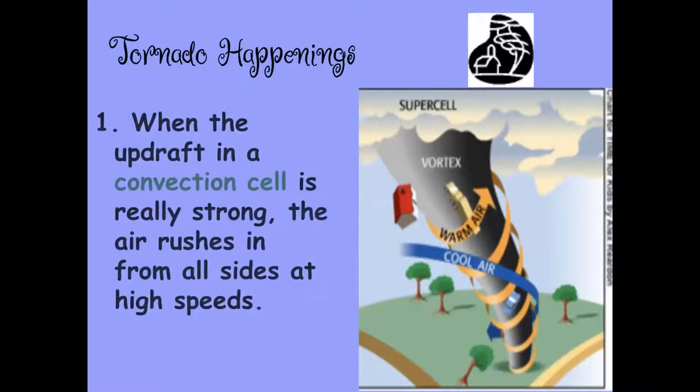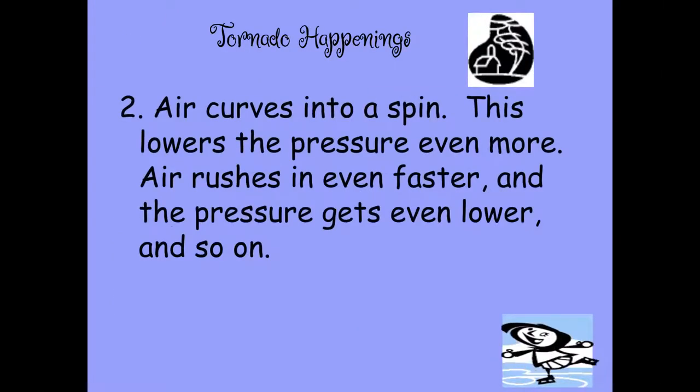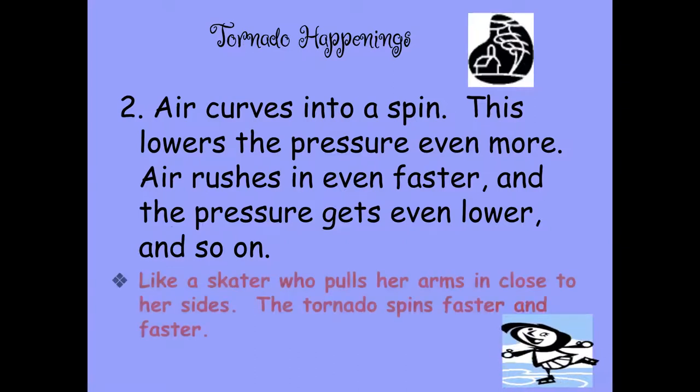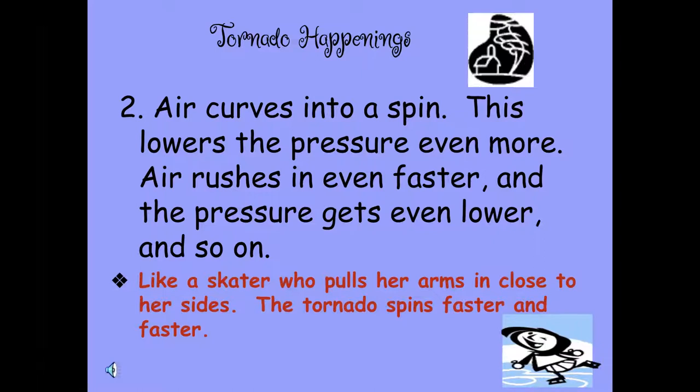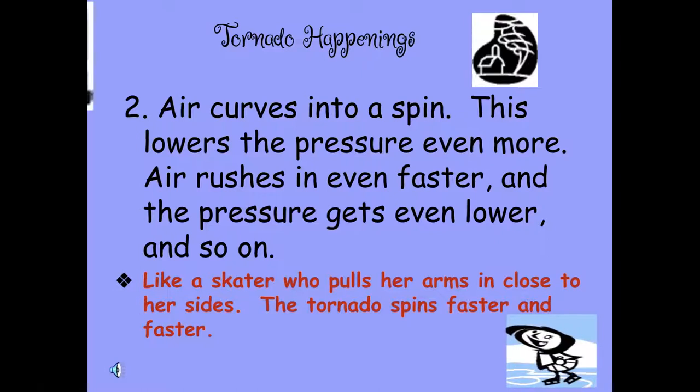Tornado happenings. When the updraft in a convection cell is really strong, the air rushes in from all sides at high speeds. Air curves in a spin. This lowers the pressure, so the air rushes even faster, and the pressure gets even lower, and so on. It's almost like a skater who pulls her arms in close to her sides. The tornado spins faster and faster.